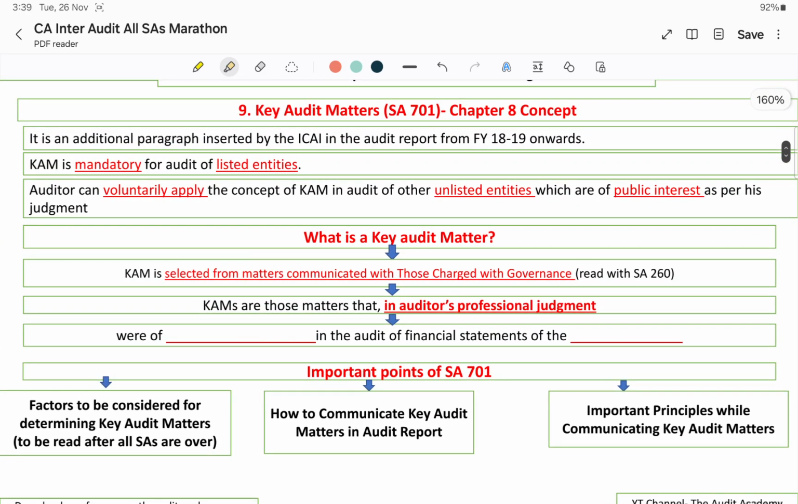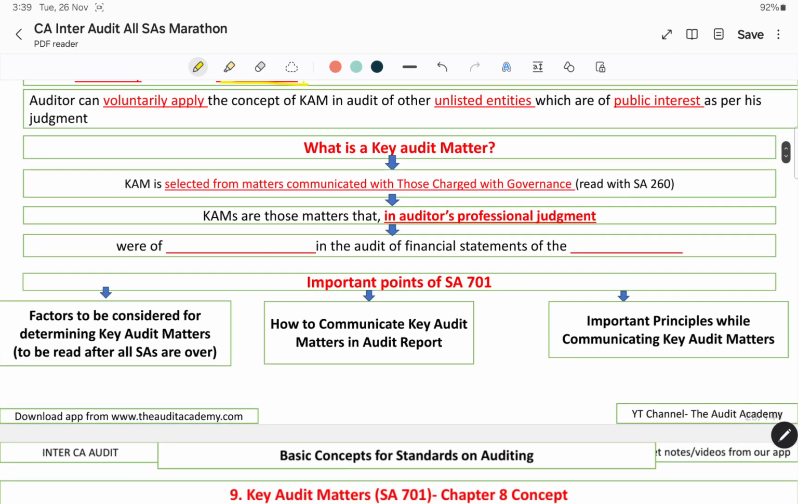9.8 Key audit matter, which is in standard on audit 701. It is an additional paragraph inserted by ICAI in audit report from financial year 2018-19 onwards. Key audit matter is mandatory for audit of listed entities. Auditor can voluntarily apply the concept of key audit matter in audit of other unlisted entities which are of public interest as per his judgment.